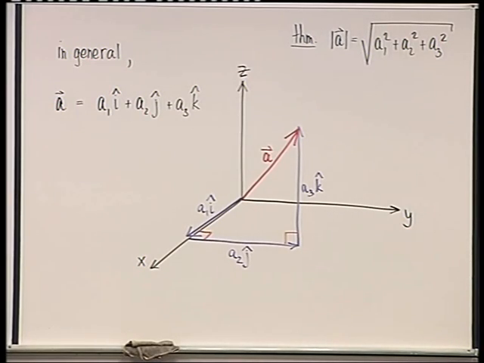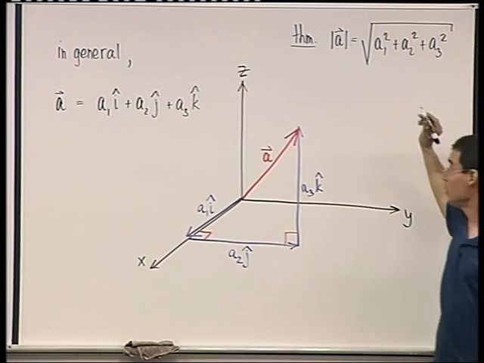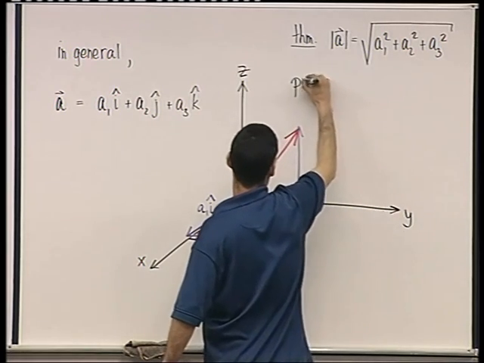I want to prove it. It's a very easy proof. And it's based on the Pythagorean theorem. Okay? This is, in fact, kind of a 3D analog of the Pythagorean theorem. Do you agree? Okay, so let's prove this. Prove.